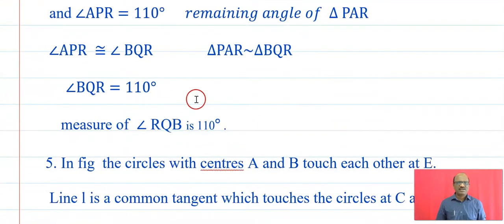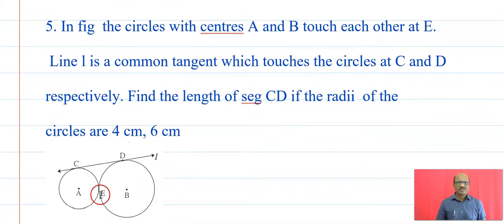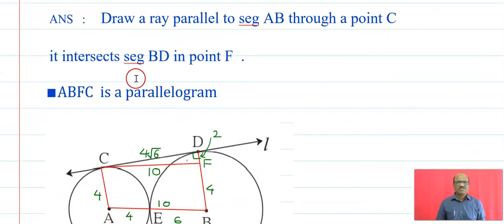Now the last one. In the figure, the circles with centers A and B touch each other at the point E. Let line L be a common tangent which touches the circles at C and D respectively. Find the length of CD if the radii of the circles are 4 centimeters and 6 centimeters.